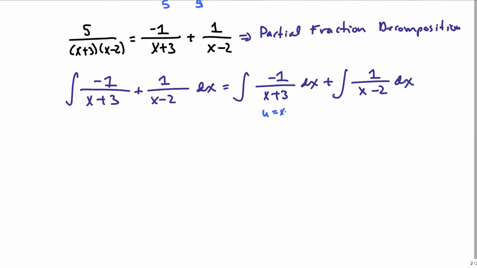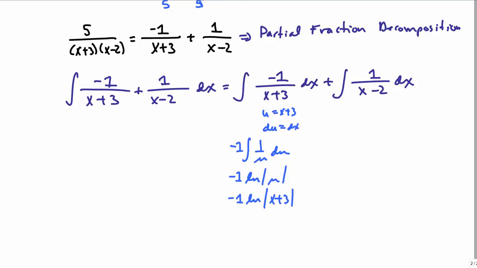So for here, u is equal to x plus 3, du is dx, so I have everything I need there. So this would be a negative 1 integral 1 over u du, which integrates into natural log absolute value of u, but u in this case was x plus 3. Now let's go ahead and look at our next one. Here, u is going to equal x minus 2. du is dx. Now that's not always going to happen, that du is dx, so you always have to be careful and double check these.